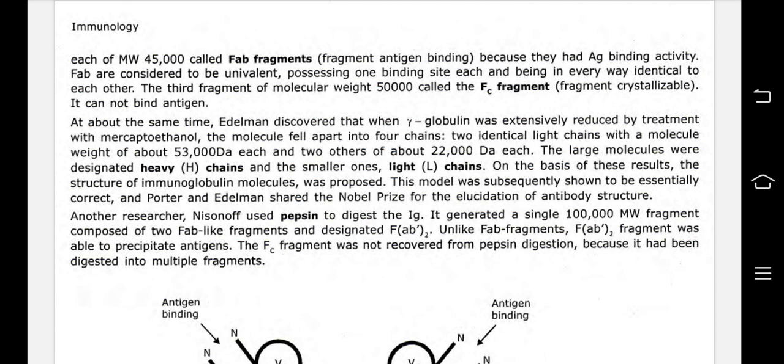At about the same time, Edelman discovered that when gamma globulin was extensively reduced by treatment with mercaptoethanol, the molecule fell apart into 4 chains: 2 identical chains with a molecular weight of about 53,000 Dalton each and 2 others of about 22,000 Dalton each. The larger chains were designated heavy chains and the smaller ones light chains. On the basis of these results, the structure of the immunoglobulin molecule was proposed. This model was subsequently shown to be essentially correct, and Porter and Edelman shared the Nobel Prize for the elucidation of antibody structure.